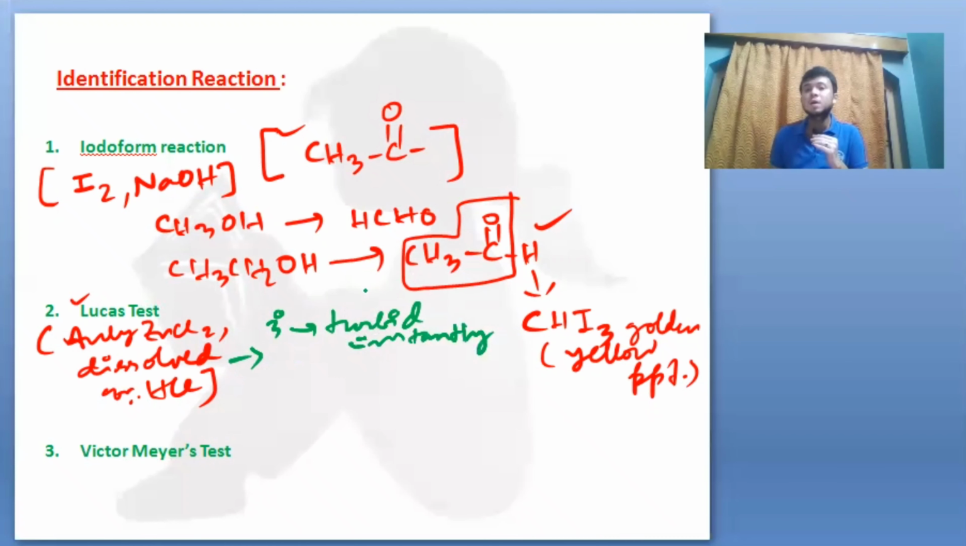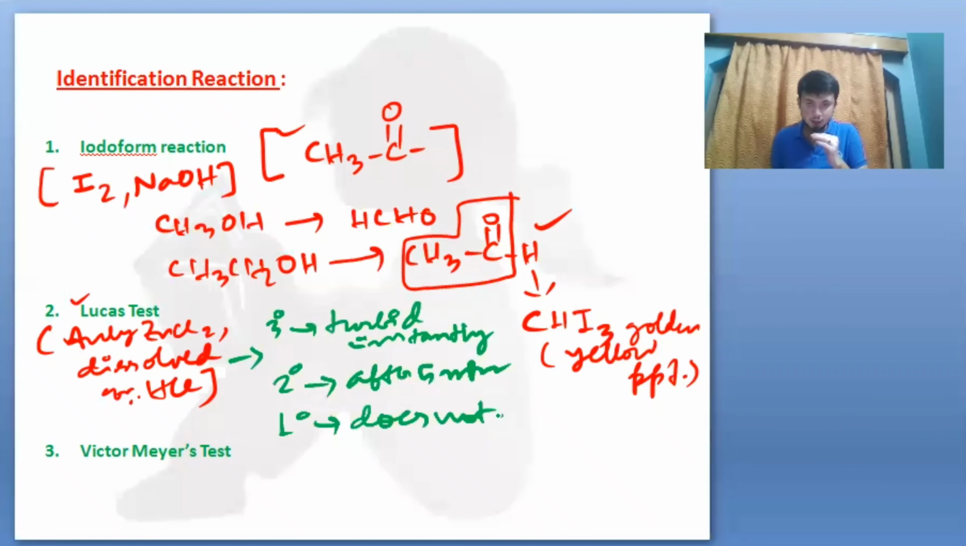So what is turbid? I don't know if you have seen that if we mix limestone in water, it forms a foggy kind of solution. So that is called a turbid solution. So it will be turbid instantly. If it is 2 degree, then it becomes turbid, but after 5 minutes. Okay, and in 1 degree it doesn't become turbid.